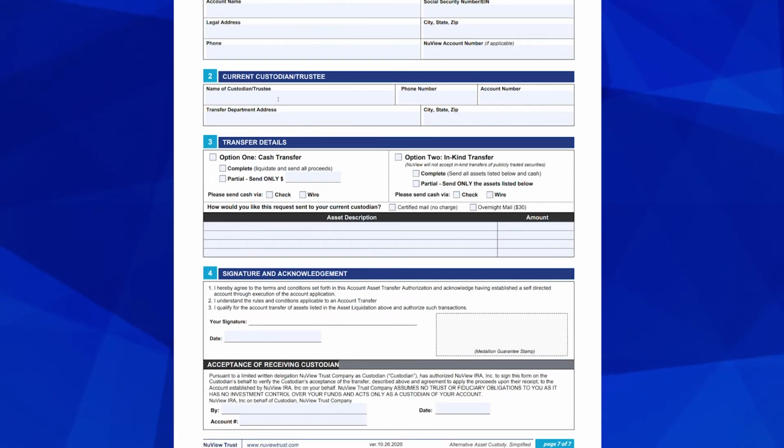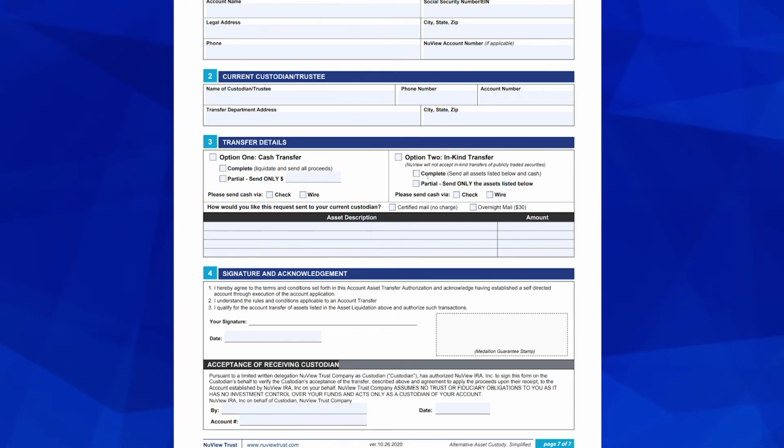Section 2, current custodian / trustee, who currently holds the funds. Which custodian out there is holding the investment, the funds, whatever it may be that's coming over? What's the associated account number for the assets and the cash with the current custodian? Transfer department address, city, state, zip. Section 3, transfer details. Option 1, this is going to be a cash transfer. Is it going to be a complete cash transfer, sending all cash in the account, or partial, where you would designate only a specific amount that we request be transferred? How would you like the funds sent, via check or wire?